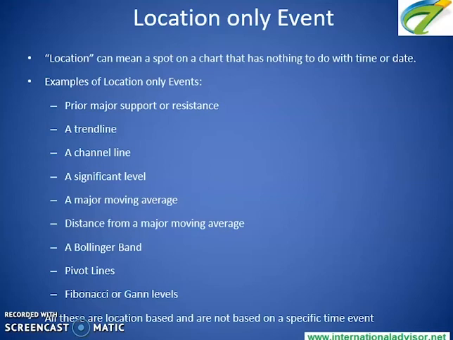Examples: prior major support or resistance, a trend line, a channel line, a significant level, a major moving average, distance from a major moving average, a Bollinger band, pivot lines, Fibonacci or Gann levels. All these are location based and are not based on a specific time frame.